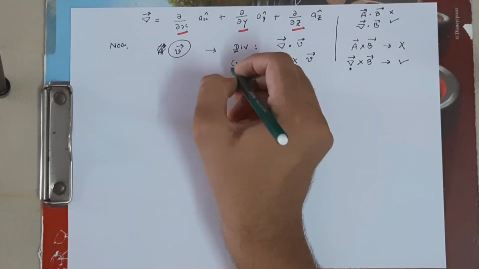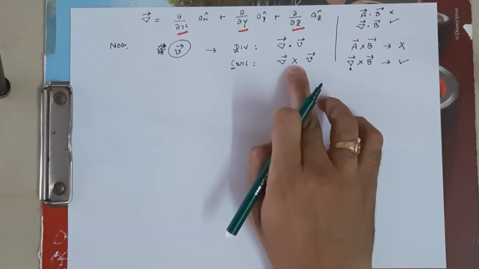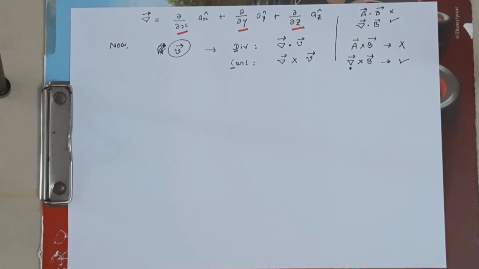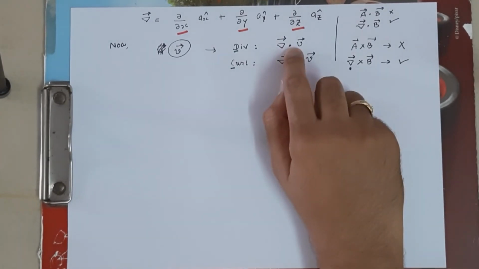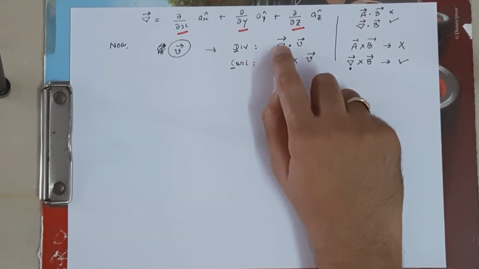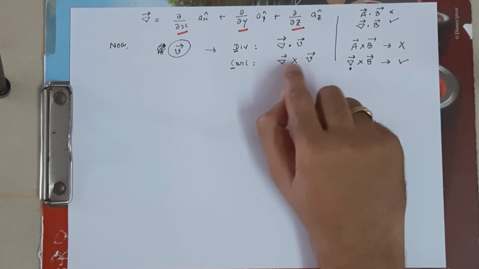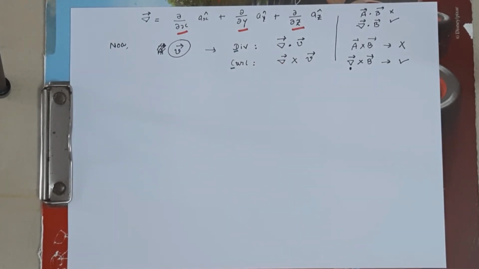Similarly, c means cross. I have to use a cross. So that means c and c. Clear? So divergence means the dot product of any vector quantity with the del operator, and curl means the cross product of any vector quantity with the del operator. It is known as curl.